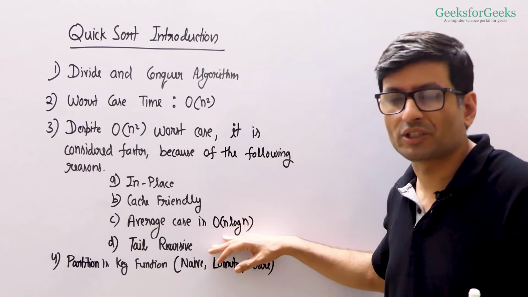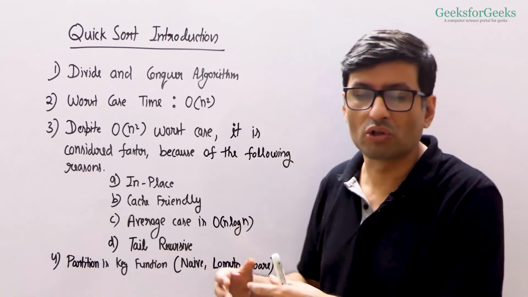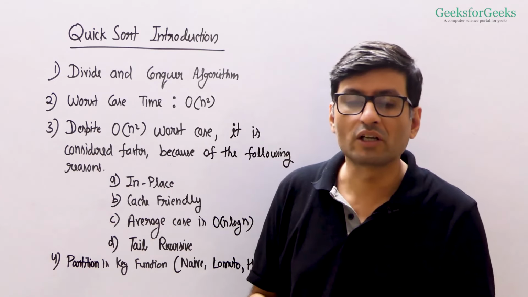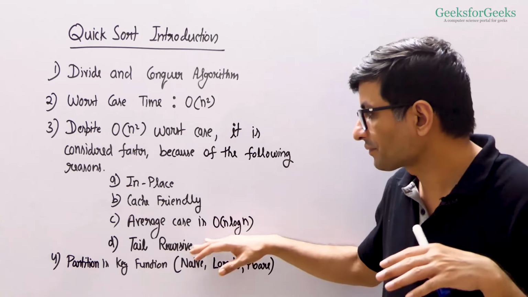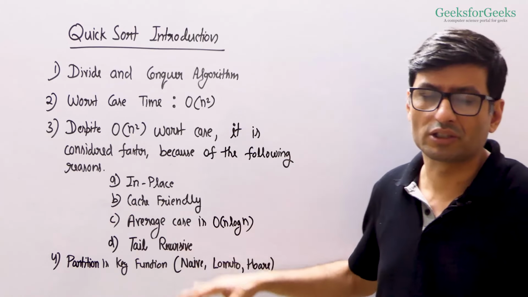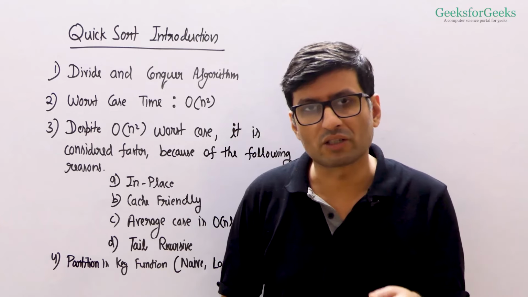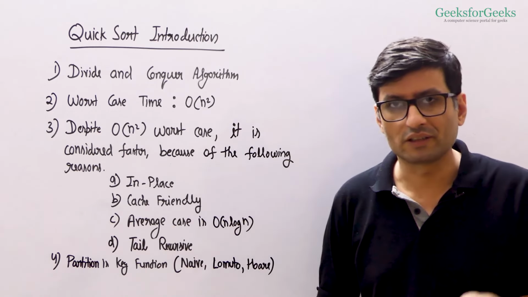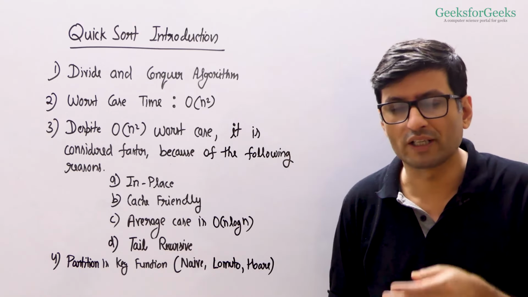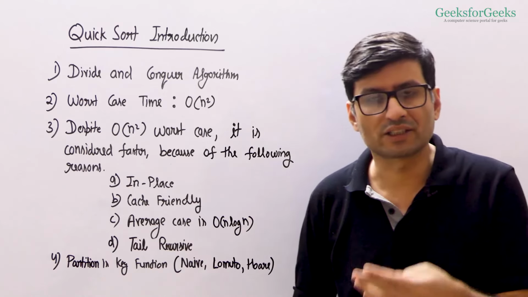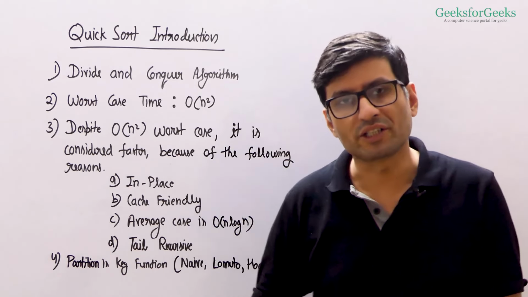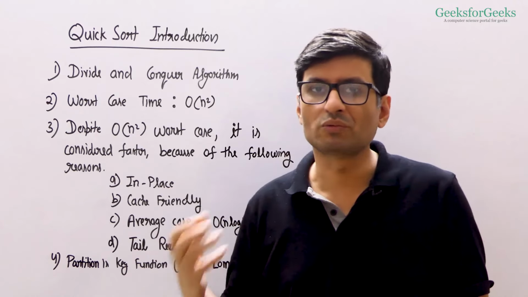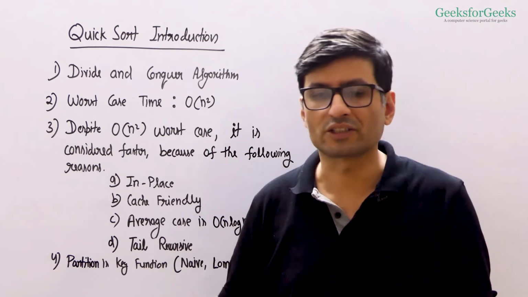The average case of quicksort is big O of n log n. Although the worst case is big O of n square, on average it works in big O of n log n time. It's a tail recursive algorithm. See, what is a tail recursive algorithm? If a recursive function does the recursive call as the last thing, then this recursive function is called tail recursive. And such functions can be rewritten in such a way that you can remove the recursive call and write it as a loop.